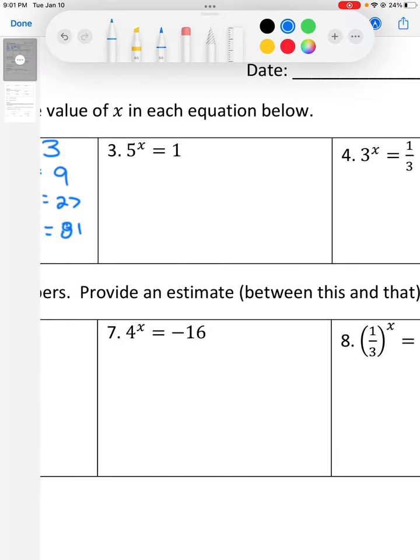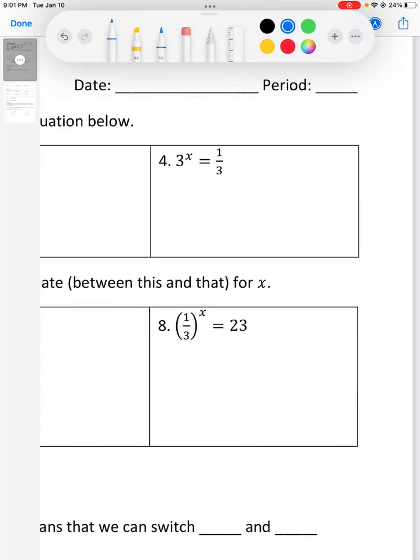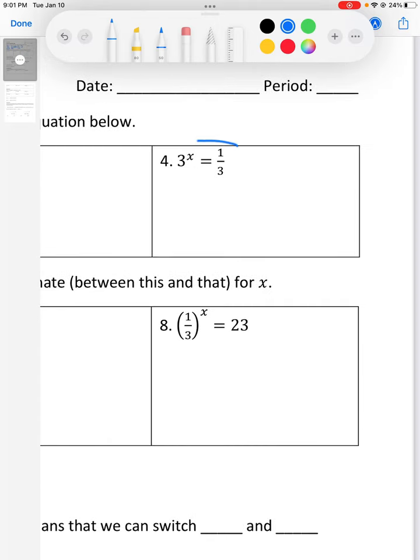The next one, for us to get 1, what does the exponent have to be? Well, x has to be 0, right? Anything raised to the 0 power is 1. Okay. Last one, see if you remember.